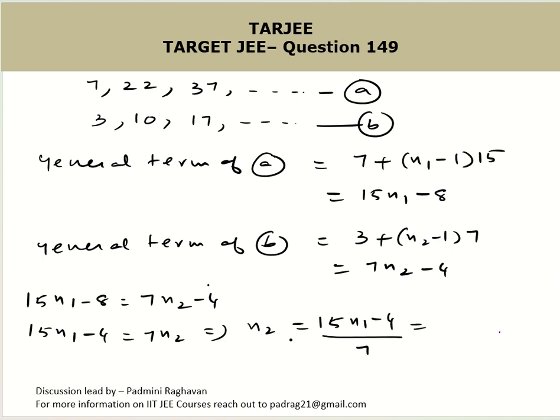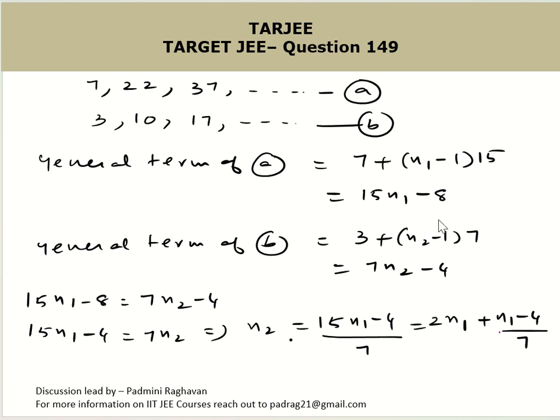You can simplify it further also. We can see that 14 n1 is divisible by 7. So I will write this 14 n1 by 7 as 2 n1 plus (n1 minus 4) divided by 7. Now we know n1 is a term of a series, n2 is a term of a series, so they have to be positive integers. So you can understand that n1 minus 4 should be divisible by 7.